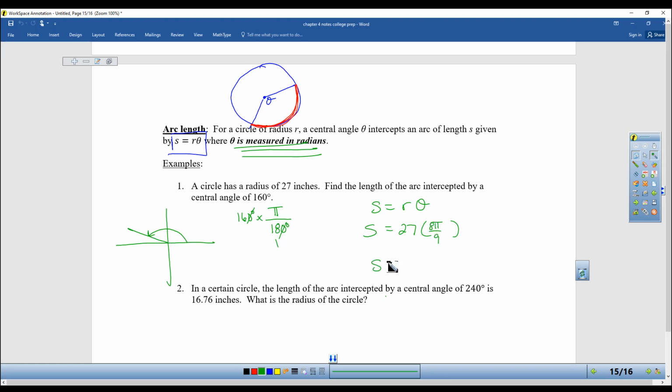You're, of course, welcome to do that on your calculator, but it was easy, so I did it in my head. But now I have to get out my calculator, and I get 75.398 inches. Make sure that you have your unit. And you should think about that answer. If you have a circle and its radius is 27, it's pretty big, right? If you go not quite all the way around, only 160 degrees, then it would make sense that it would be about 75.